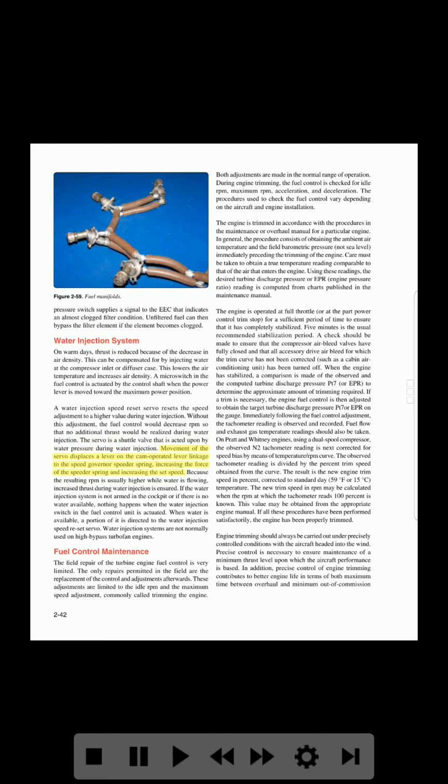Movement of the servo displaces a lever on the chem-operated lever linkage to the speed governor speeder spring, increasing the force of the speeder spring and increasing the set speed. Because the resulting RPM is usually higher while water is flowing, increased thrust during water injection is ensured.